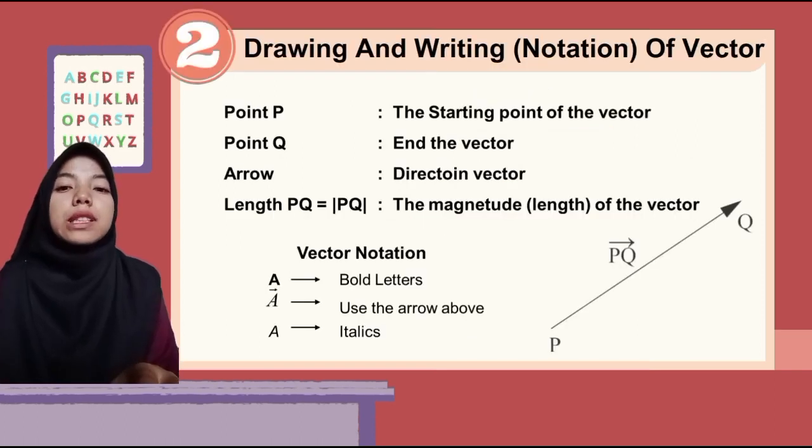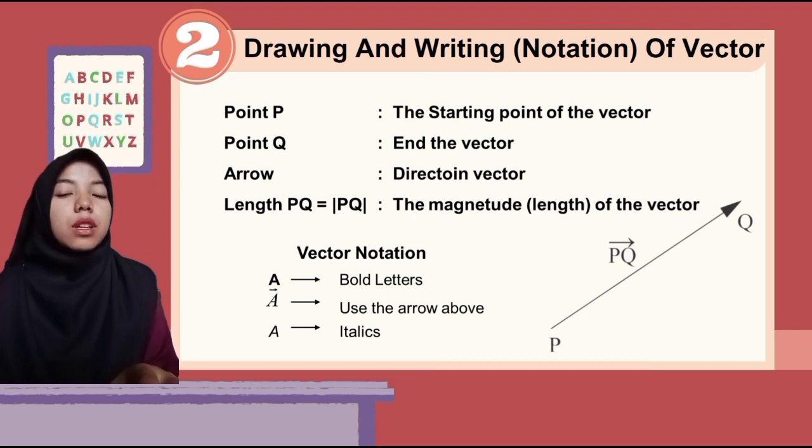Next, we will discuss how to draw and write vector notation. Observe the arrow pictures below. Point P is the starting point of the vector. Point Q is the end of the vector. The arrow is the direction of the vector. And the length PQ is the magnitude of the vector.